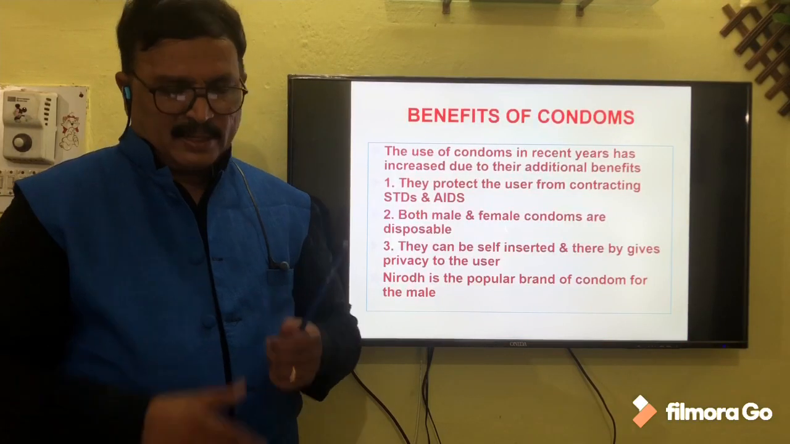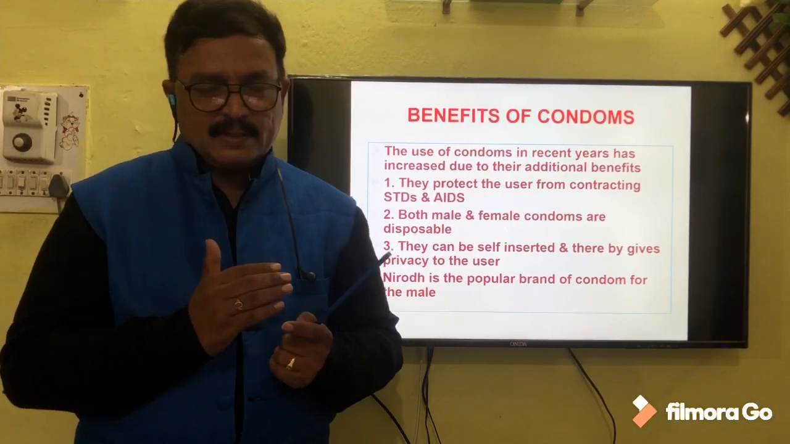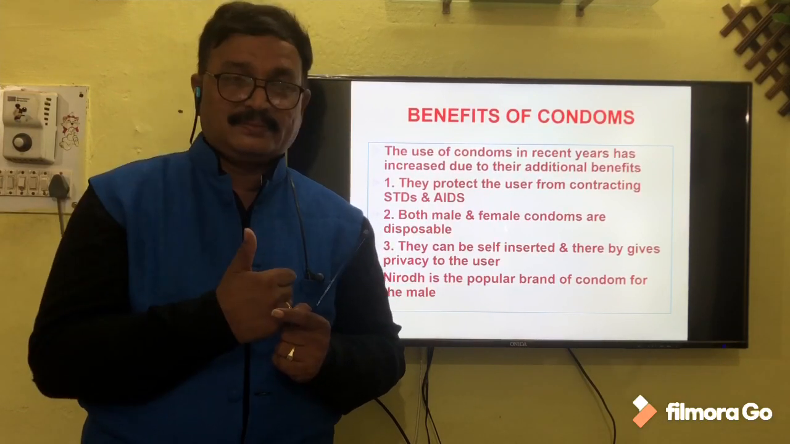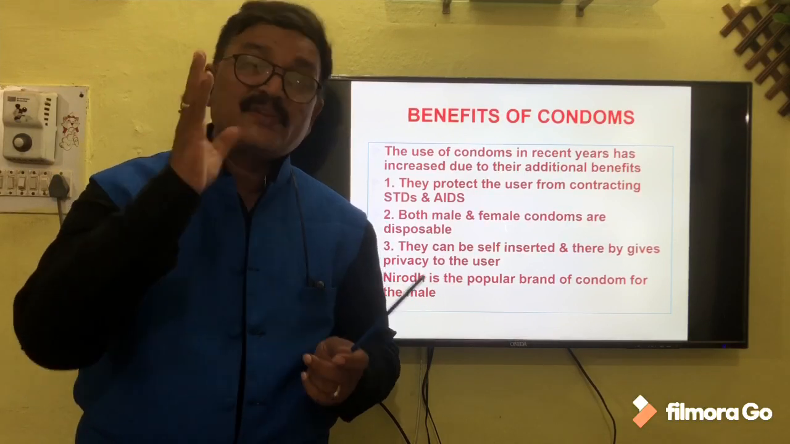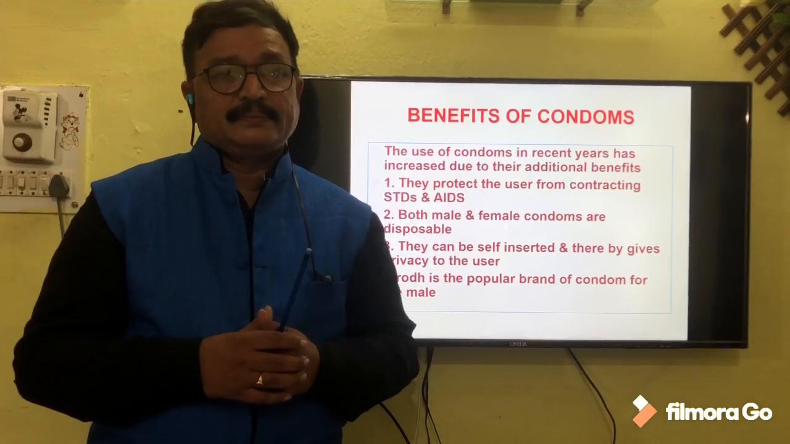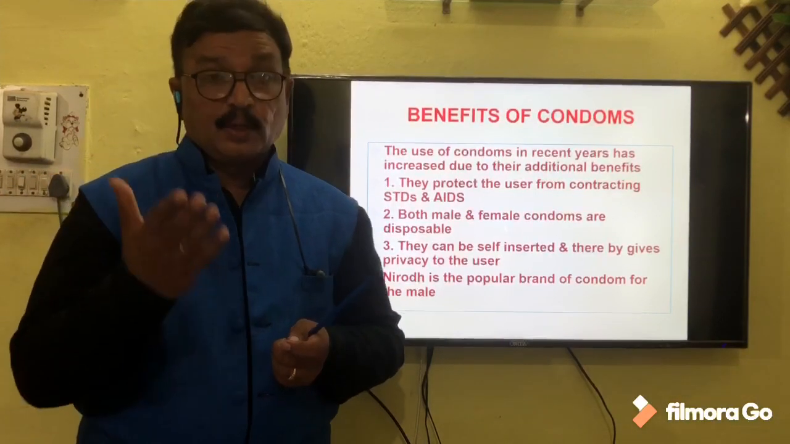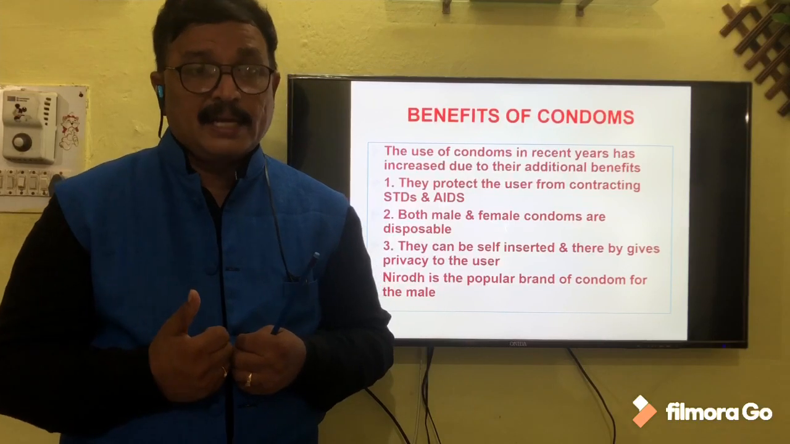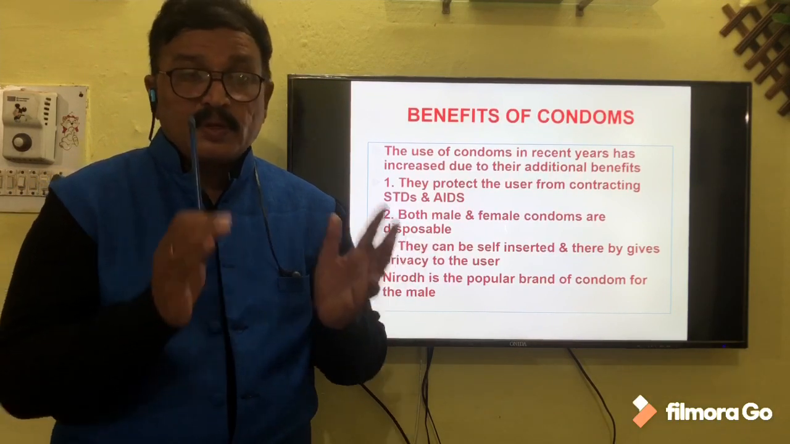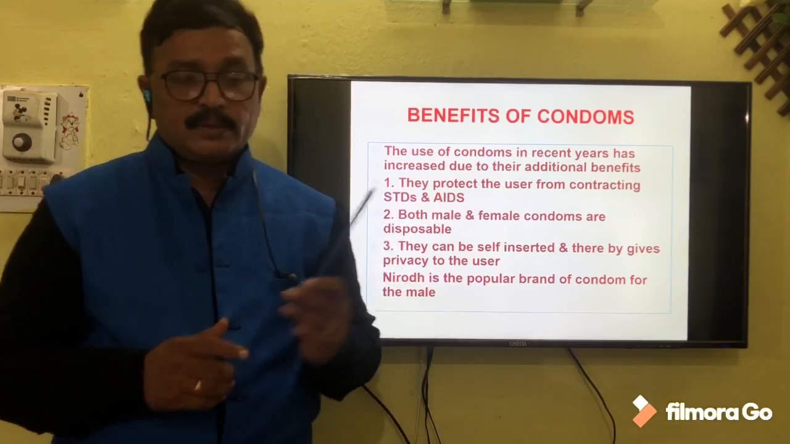Now, what are the benefits of condoms? As I told you, they protect you from STDs also, and they can be inserted by oneself. For that, you need not go to doctors, and it is user friendly, and the cost is also very cheap and easily available in any small medical shop. Okay, and we know Nirodh is a popular brand of male condom available in the market today, and condoms will provide partner privacy. Understood? So that's why most of the people use condoms.